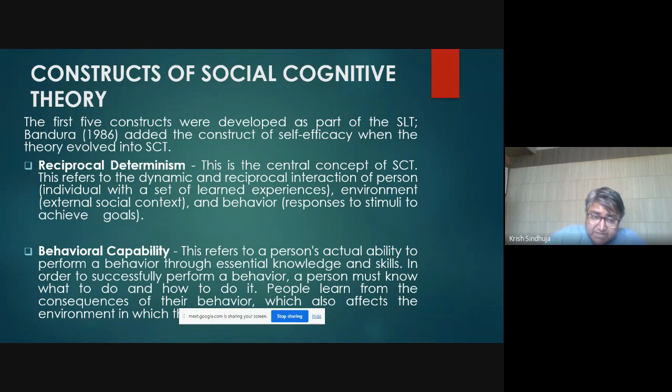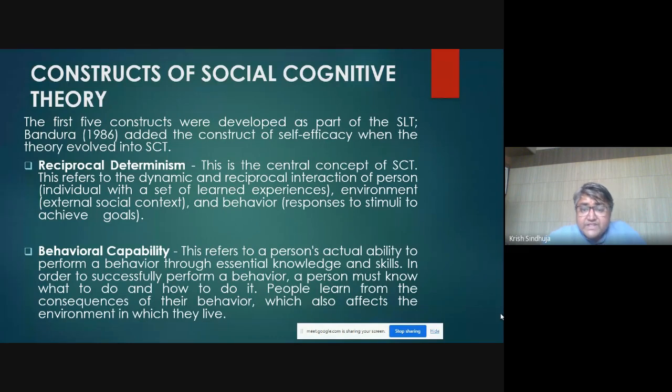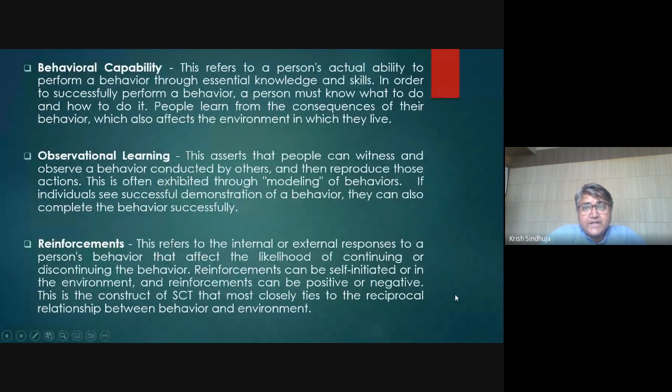And people learn from the consequence of the behavior. This is where, through experiential parts like observing and experiencing, people learn, which also affects the environment in which they live. So behavioral capability includes the essential knowledge and skills, and the environment in which they live also contributes towards the individual's capability. And coming after behavioral capability, the third component is observational learning.